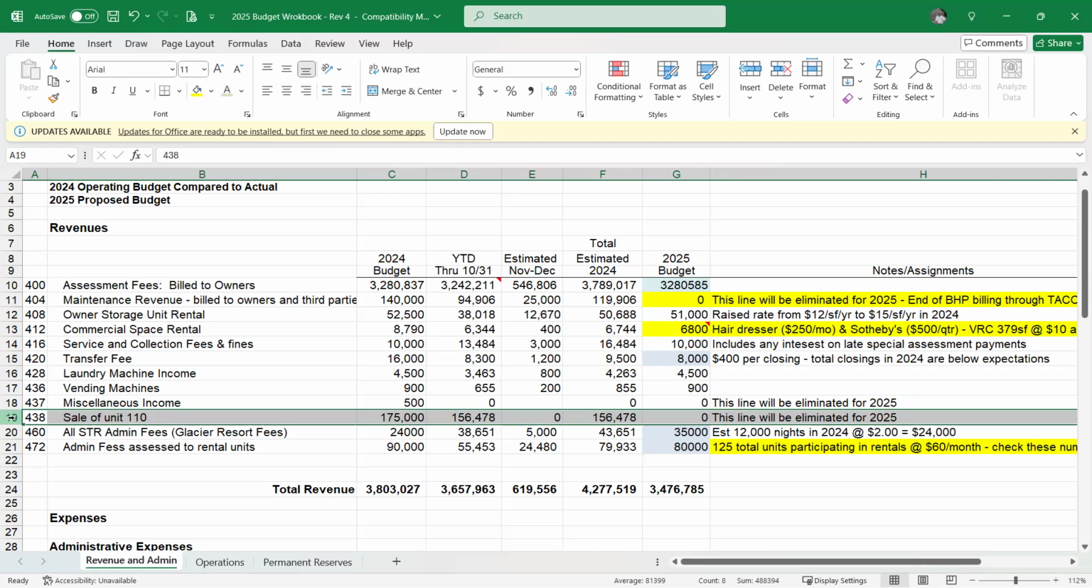Yeah, that revenue isn't shown here because we made the decision to put all of that revenue directly into reserves. So when I get to the reserves page, you'll see that. Thank you. Yep. All right.